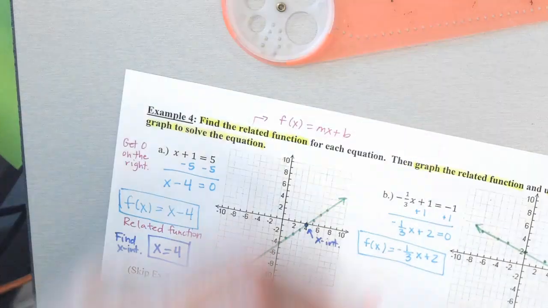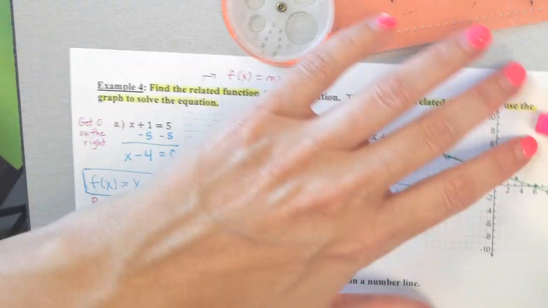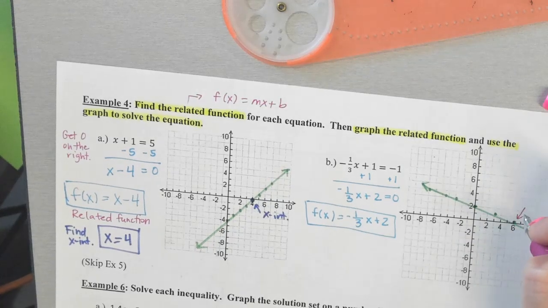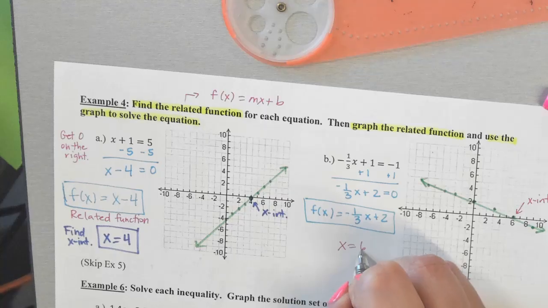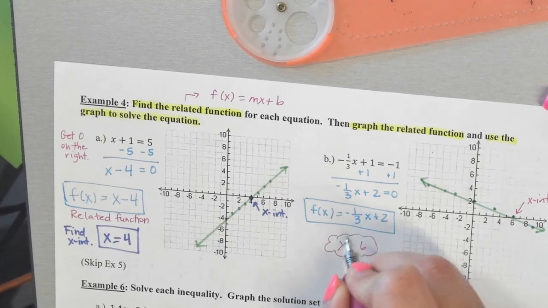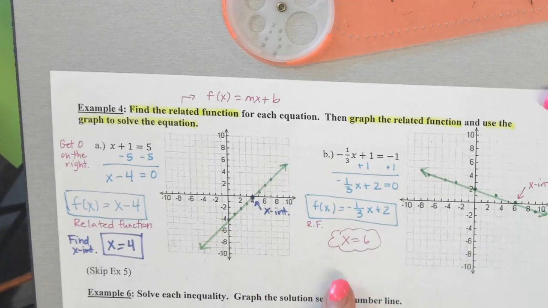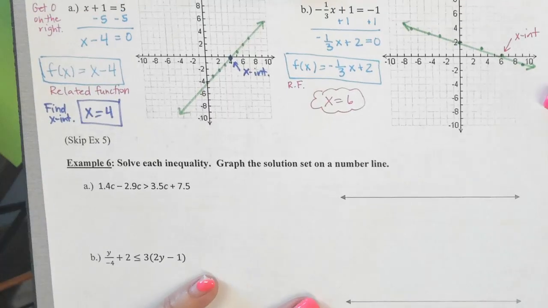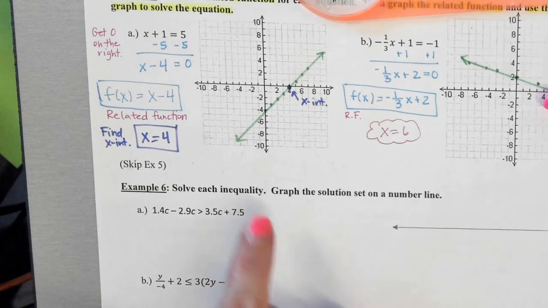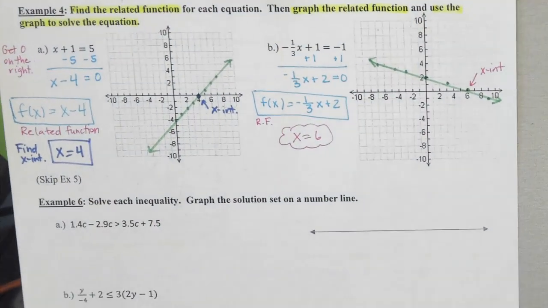Okay, and then your solution is always going to be where your x-intercept is. So the x-intercept is at 6, so you're just going to put x is equal to 6. So you need to have these two things. You need the related function, and you need to have what your x value is going to equal. And then this one was a positive slope, so we see it is going up from left to right.